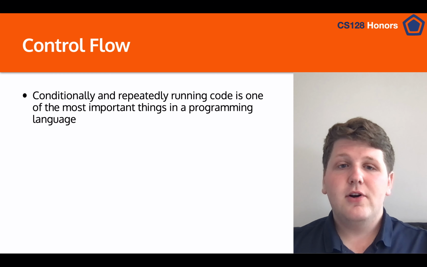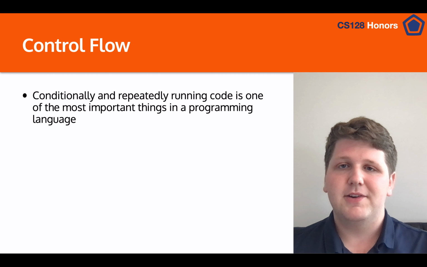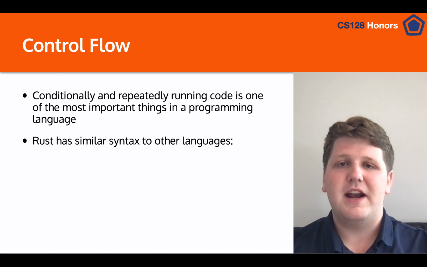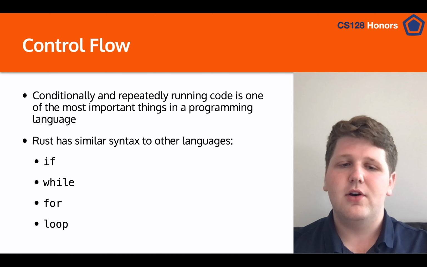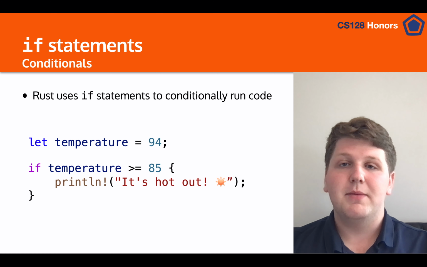So what is control flow? Control flow is conditionally and repeatedly running code, and it's one of the most important things that you can do in a programming language. And Rust has similar syntax to any other language that has control flow, with if, while, and for loops, as well as its own type of loop called just a loop. So let's talk about if statements to start off.